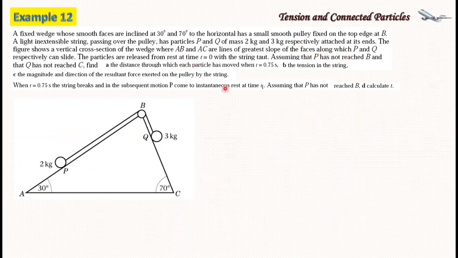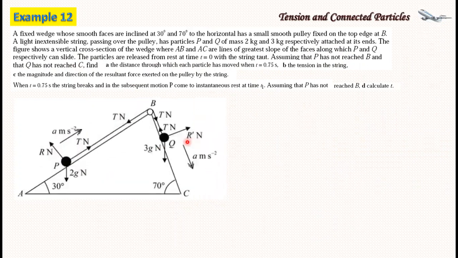Assuming that P has not reached B, it means since they're going to move, P is going to move upwards towards B, while Q will move downwards. So assuming that P has not reached B and Q has not reached C, find the distance through which each particle has moved when t equals 0.75 seconds. Of course, the particles cover the same distance because the string is taut. And this one has not reached this point, while this has not reached this point. All right, so let us start.